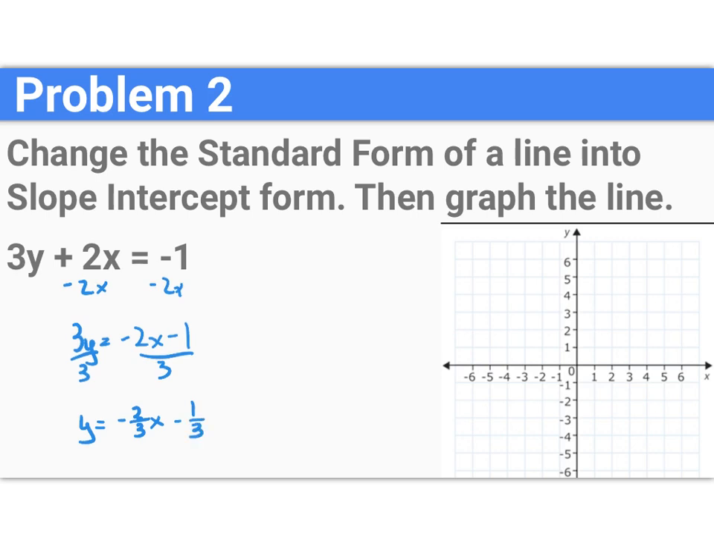Okay, so start at your y-intercept, which is about 1/3. We're going to go down 1, 2, and over 1, 2, 3. Down 2 and over 3. And here we go. And then we just draw the line. And it should look something like that.